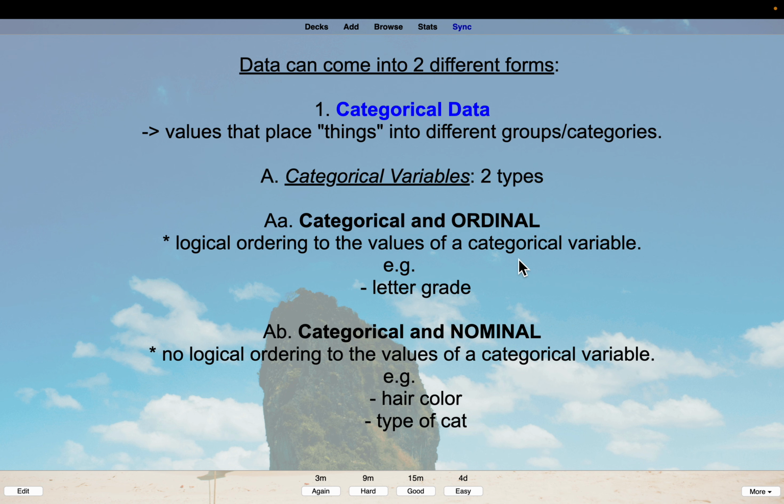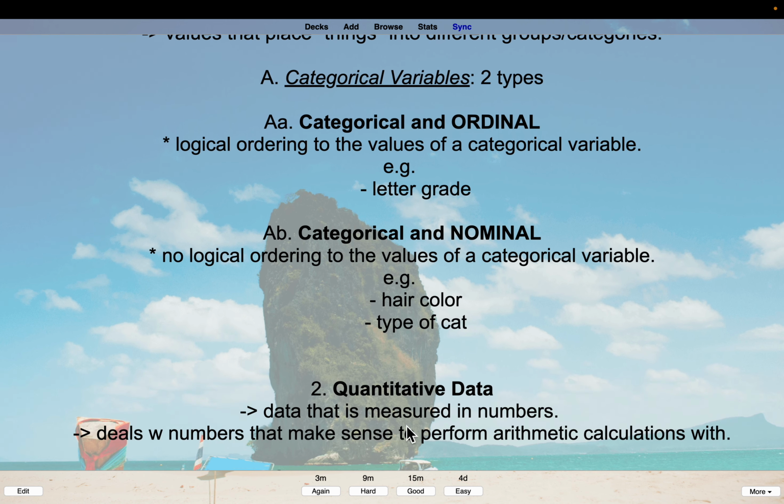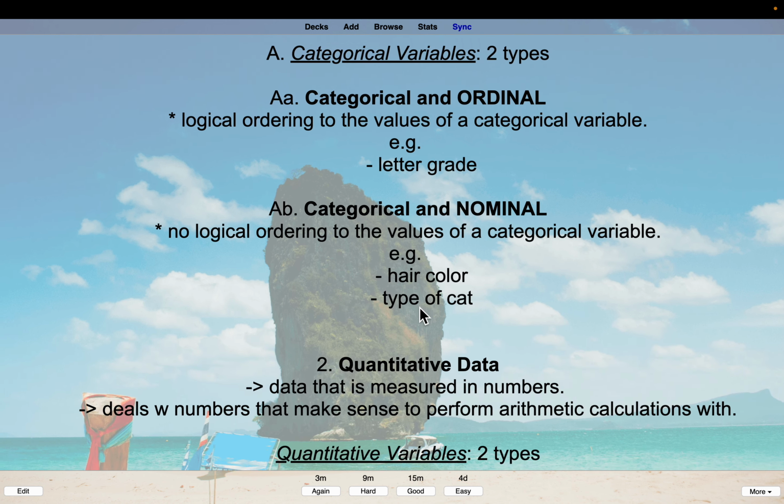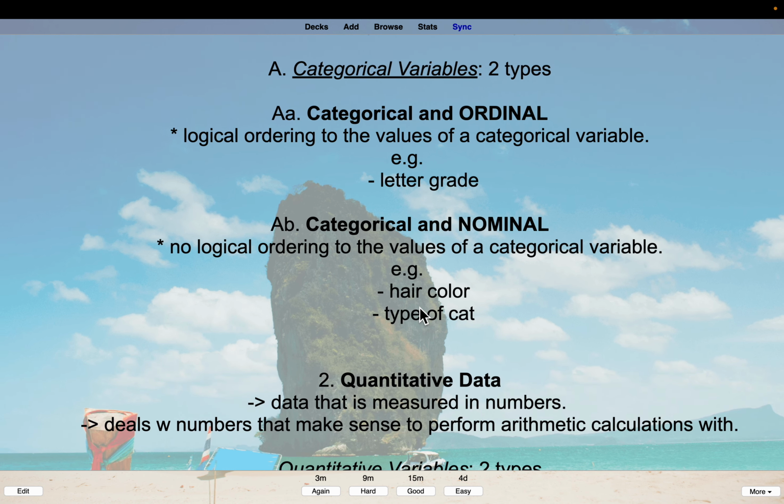Coming from fail to highest, we have F, E, D, C, B, and A. Highest is A plus, right? Okay. Categorical and nominal, there is no logical ordering to the values of a categorical variable. For example, aside from these examples, another is your name. Your name is very unique. You may have the same name as someone else, but technically there's no logical ordering that we can apply.